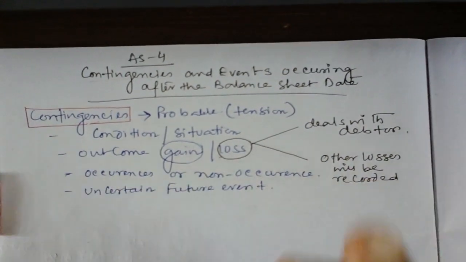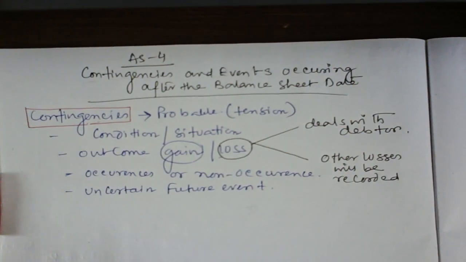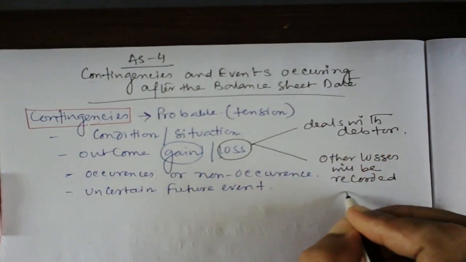AS 29 is contingent assets and contingent liabilities. AS 29 stands for contingent assets and contingent liabilities. We are going to talk about it in this part. So other losses will be recorded in AS 29.